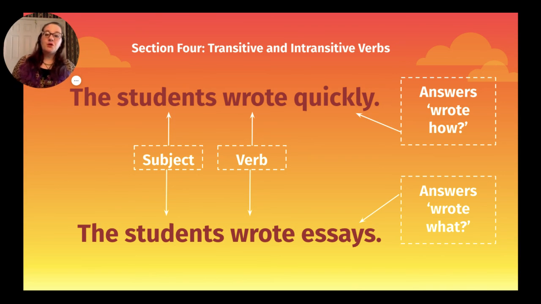Now let's look at these two sentences where it's the same verb, it's the same subject, but there's a difference in what comes after the verb. So we're revisiting that sentence we looked at. The students wrote quickly. Our verb is wrote, our subject is students, and we can only answer the question, the students wrote how? They wrote quickly. But in the other example, the students wrote essays. Our verb is still wrote, our subject is still students, but now the action of writing is being transferred to something else in the sentence. Something is receiving that action. We can answer the question, students wrote what? Because they wrote essays. So the first sentence, the students wrote quickly, has an intransitive action verb. In the second sentence, wrote is now transitive because it has that direct object. That action is being transferred to the essays in the sentence.